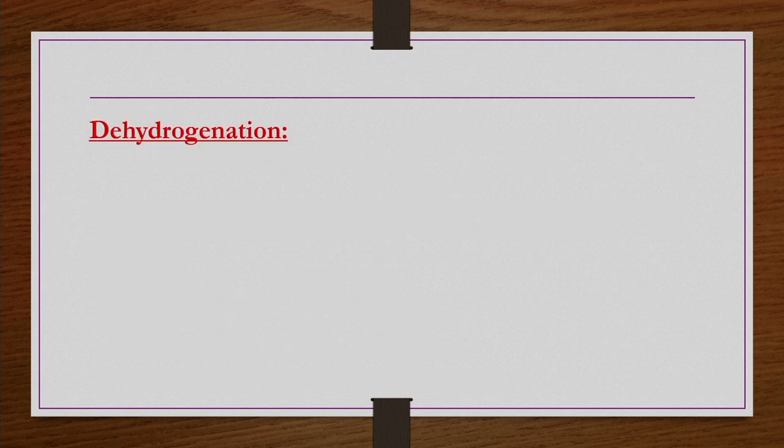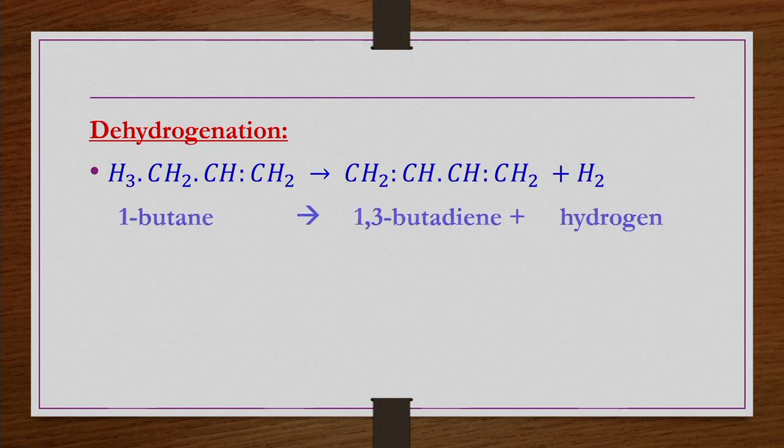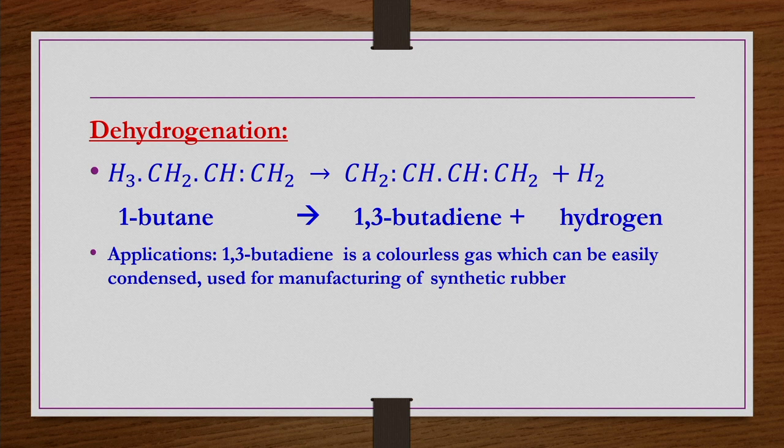Then dehydrogenation, that is removing the hydrogen. So that's the reason it is a dehydrogenation reaction. For example, you have 1-butene. If you do the dehydrogenation by removing the hydrogen, you can get 1,3-butadiene and then hydrogen as products. And this 1,3-butadiene is a colorless gas which can be easily condensed, used for manufacturing of synthetic rubbers.